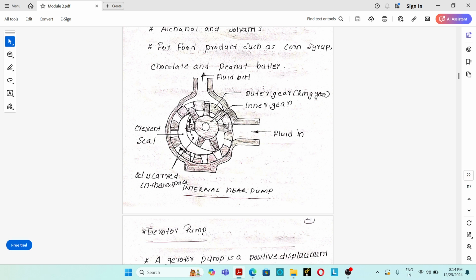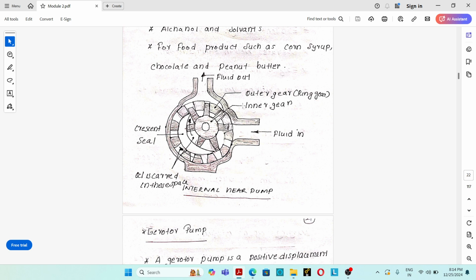Once more I will explain. An internal gear pump consists of one inner gear that is mounted inside the outer gear. The inner gear has teeth protruding in an outward direction, and it is connected to the electric motor, the prime mover, through a shaft. The outer gear is known as the ring gear. It has teeth protruding in an inward direction, toward the center of the pump. Between the inner gear and outer gear, there is a stationary piece known as the crescent seal that is mounted inside the casing. So these are the constructional features of an internal gear pump.